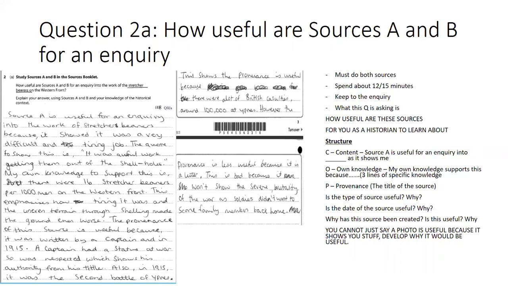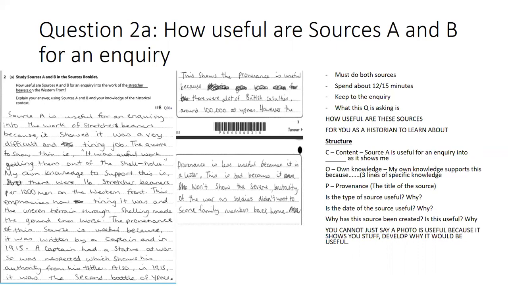The key success criteria with this question is, number 1, you must do both sources. It's important. You are judged based on some skills here. You're judged on looking at the knowledge. You're judged on your contextual understanding, and you're judged on understanding the provenance as well. Keep to the inquiry. Focus on stretcher bearers, or focus on what the exam question asks you. Focus on what the question is asking.